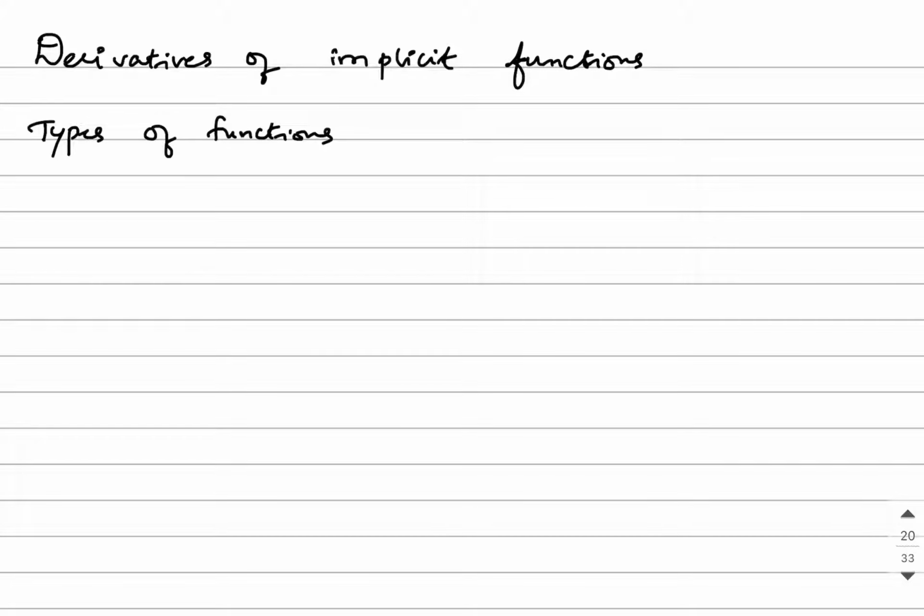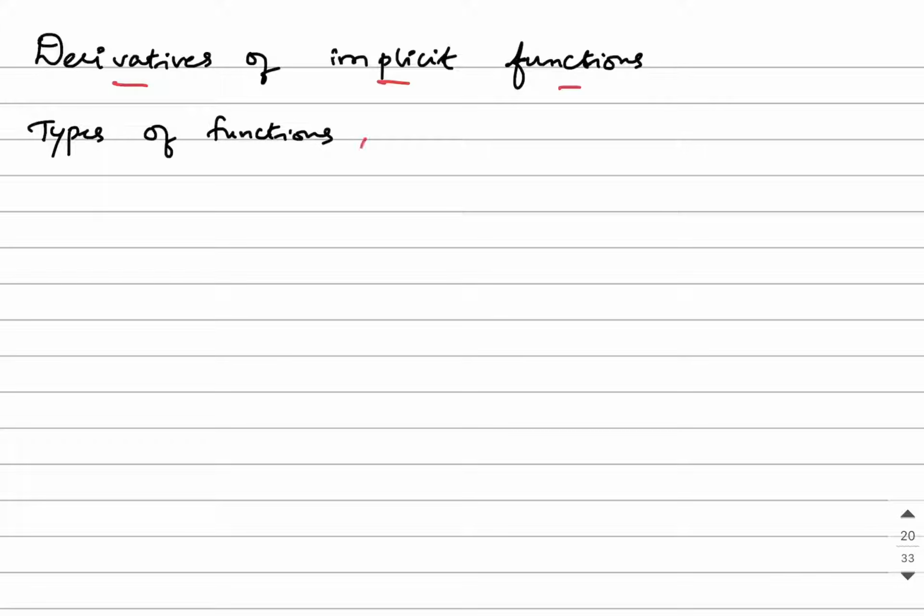Now we will see the derivatives of implicit functions. So first we need to understand what an implicit function is. See, there are two types of functions. So the basic classification of functions is of two types based on one categorization.